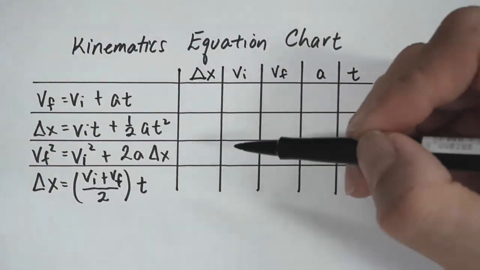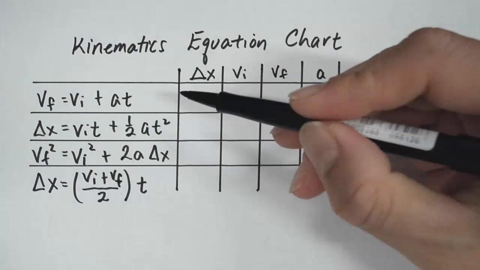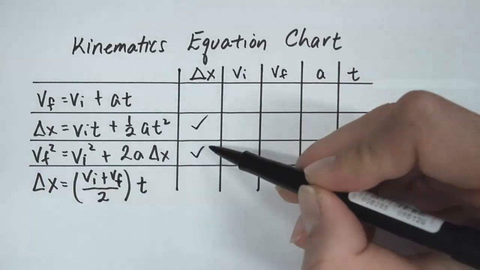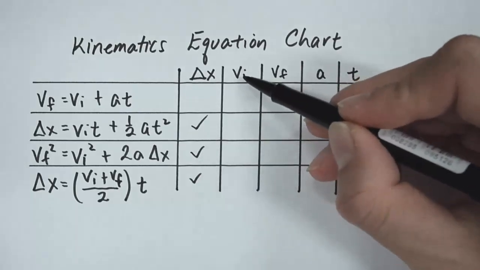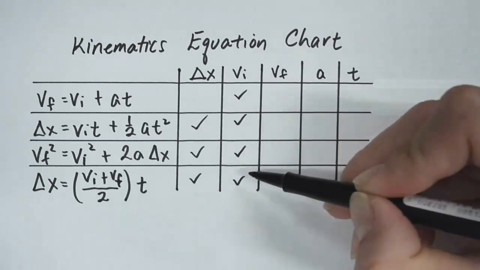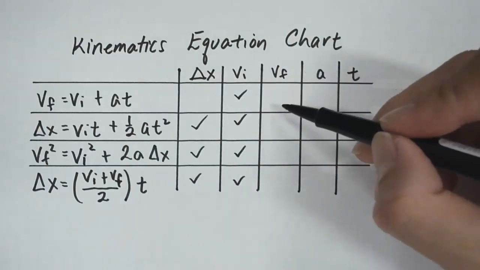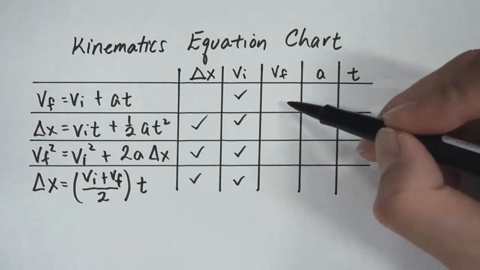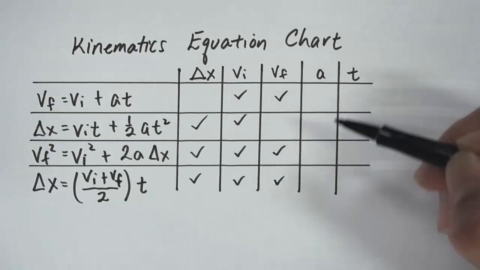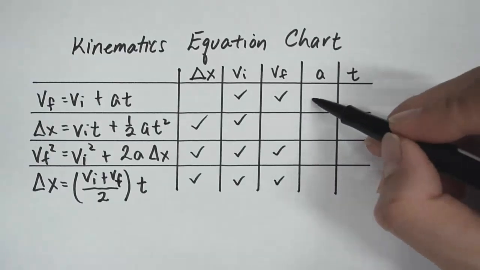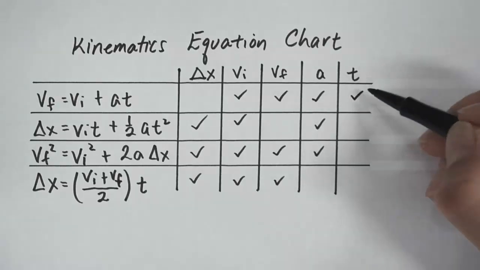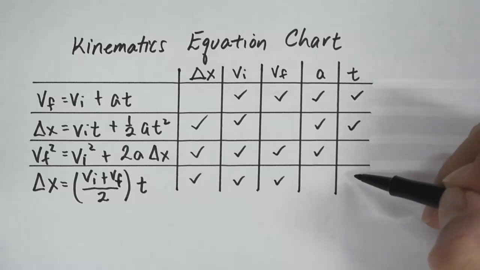So we're going to go through and check off which equations have each of these variables. We'll start off with the displacement, delta x. This has delta x, delta x, delta x. Now we're going to go to Vi. This has Vi in four equations. Next, we have Vf. This is in three equations. We're going to go up to a. This has a, and time t is in three equations.